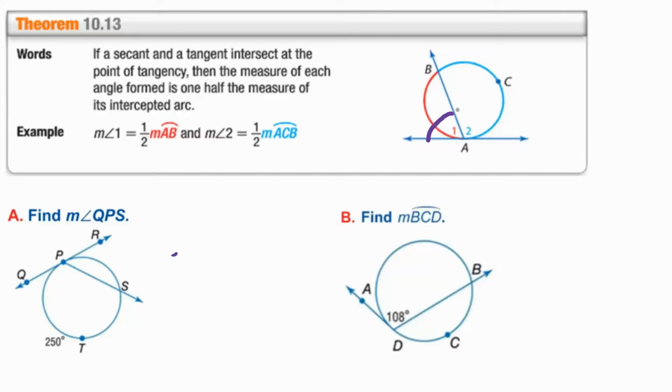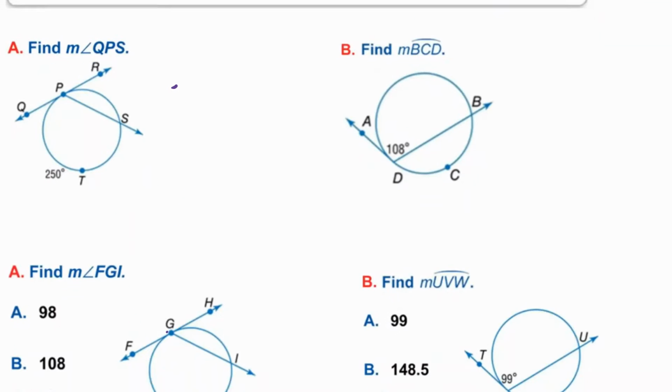For the next theorem, we want to find angle 1. And angle 1 would be 1/2 of the arc it intercepts, which is arc AB. In problem A, we want to find the measure of QPS, which is the measure of the angle that is formed by the secant RS and the tangent QR. So the arc that this angle intercepts is the arc PTS. So the angle is 1/2 of 250 degrees, which is 125 degrees.